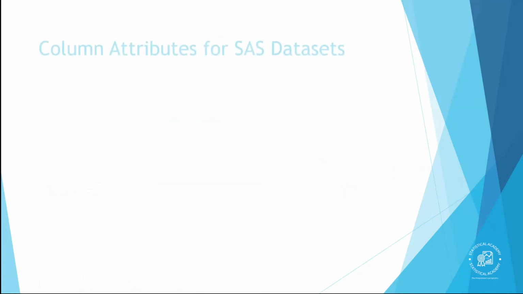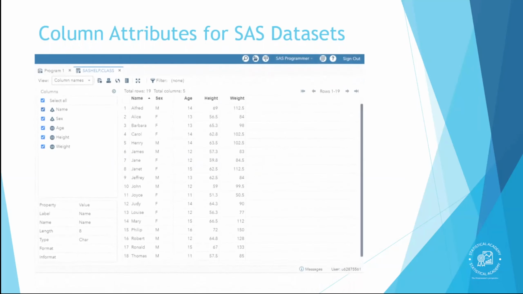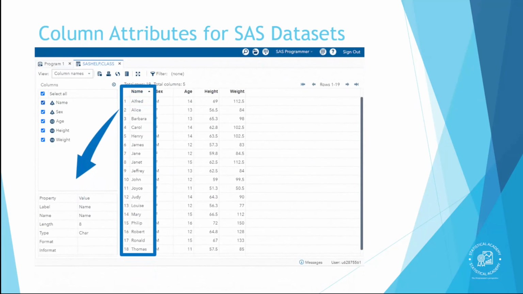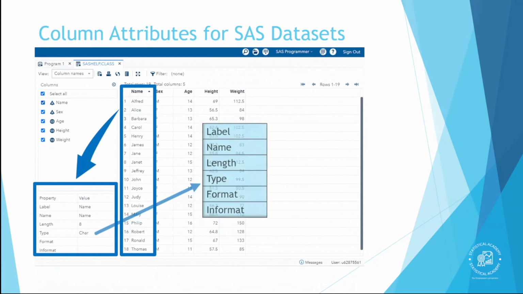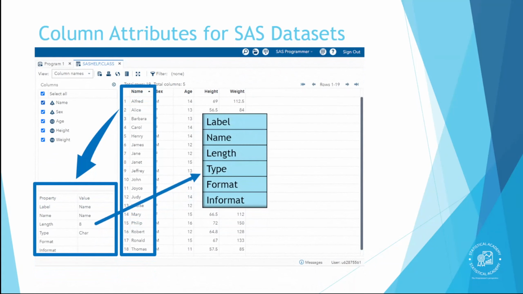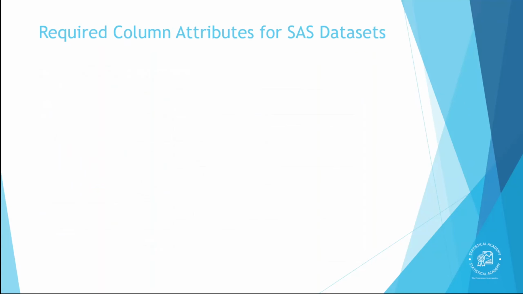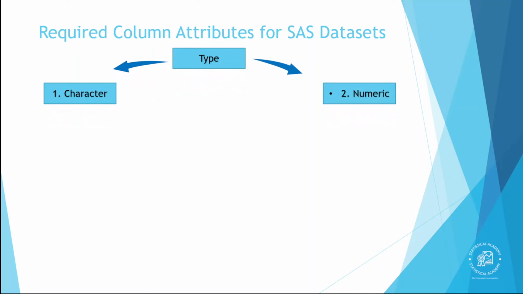What are column attributes? For SAS variables, there are column attributes like label, name, length, type, format, and informat. What are the required column attributes for variables of SAS datasets? Name, length, and type. We have discussed rules of SAS names in the previous video. The next required column attribute is type. There are two types of columns in SAS. One is character, the second one is numeric.